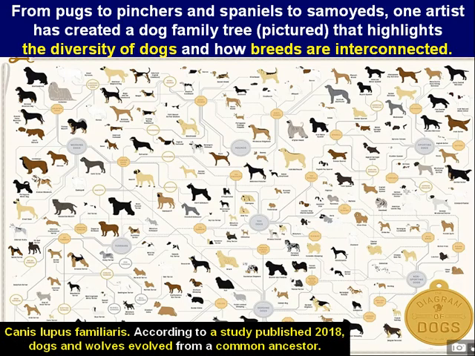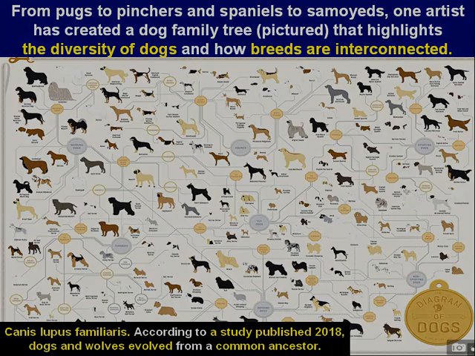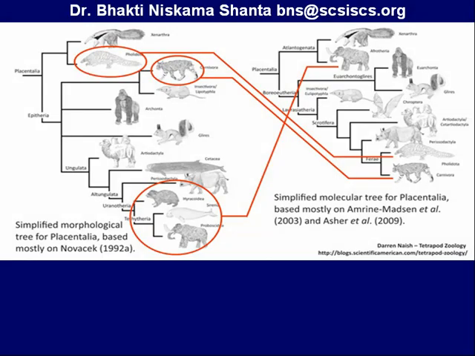From pugs to pitchers and spaniels to samoyeds, one artist has created a dog family tree that highlights the diversity of dogs and how breeds are interconnected. The study published in 2018: dogs and wolves evolved from a common ancestor. This is Dr. Nashi Ashanta.